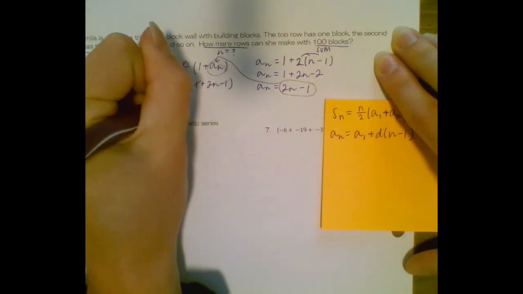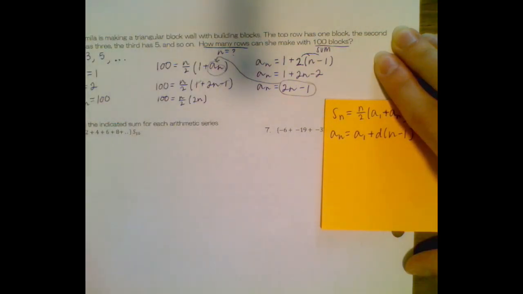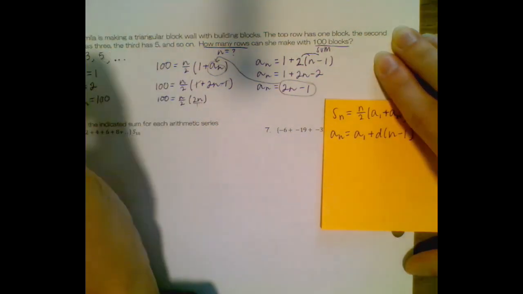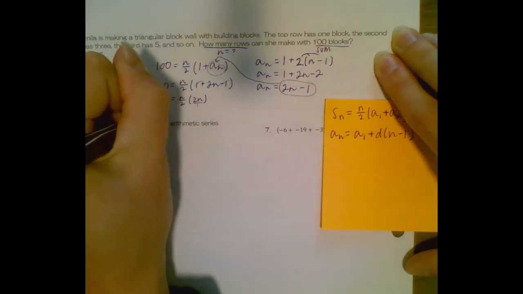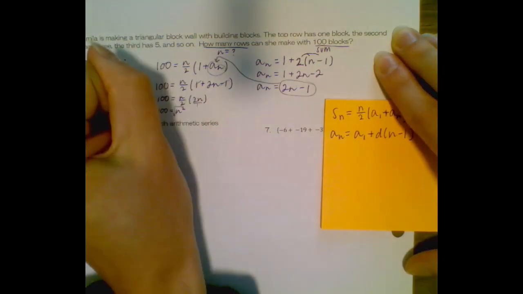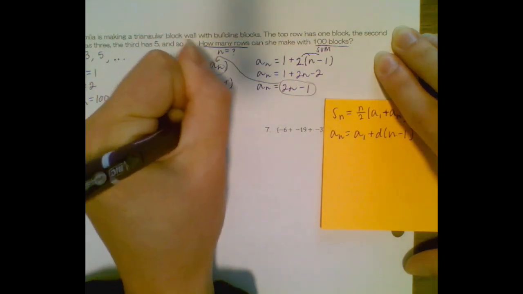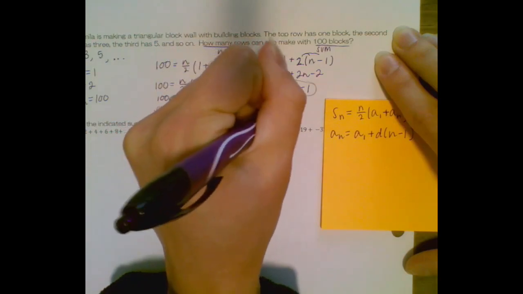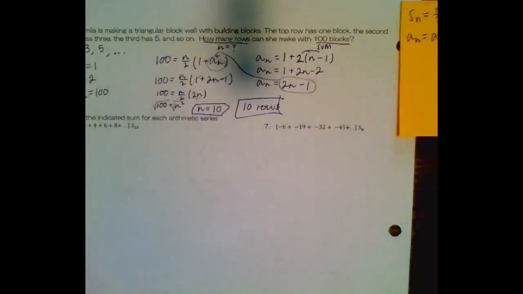So we get 100 equals n over 2 times 2n. Notice that this 2n is over 1, so these 2's will cancel out. So we're left with 100 equals n squared. To get n by itself, we're going to take the square root of both sides. The square root of 100 is 10. So you get how many rows? You have 10 rows that Jamila can make with 100 blocks.